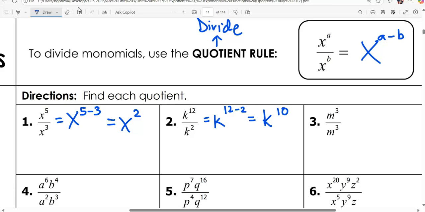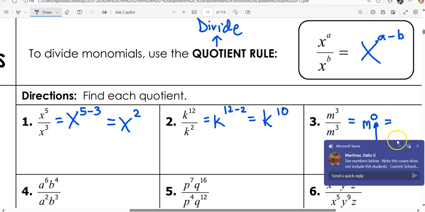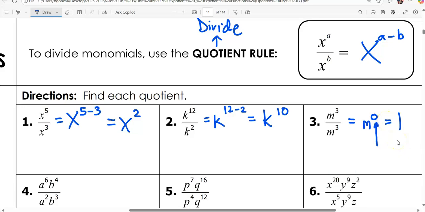Now, what about this one? What's it going to be? It's not going to be 3, and it's not going to be 6. It's just M to the power of what? 0. Top minus bottom. 3 minus 3 is 0, okay? Now, let me tell you something. When you see a 0 in the exponent, it always equals 1.